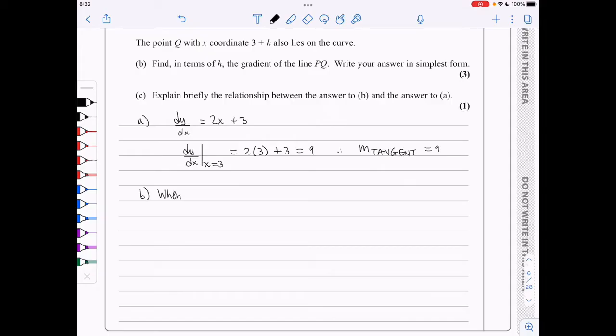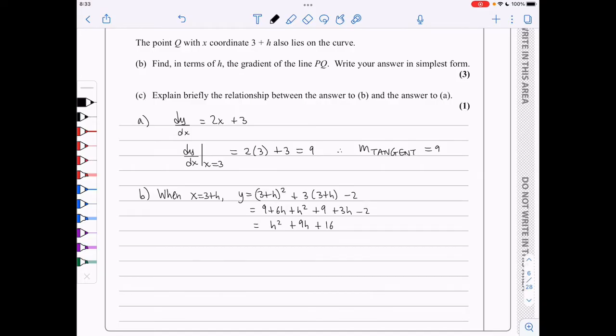So when x is 3 plus h, y will be 3 plus h all squared plus 3 times 3 plus h minus 2. So I'm replacing x with 3 plus h. I will expand this. It's giving me 9 plus 6h plus h squared plus 9 plus 3h minus 2, which is h squared plus 9h plus 16.